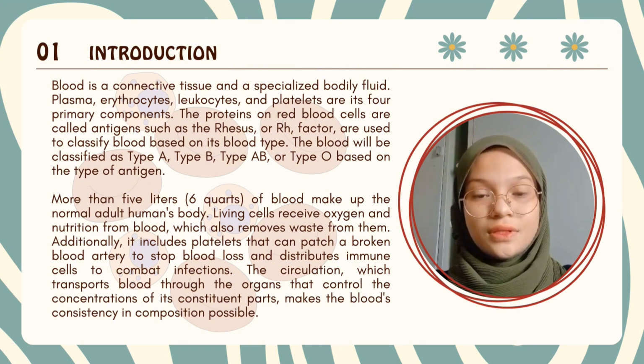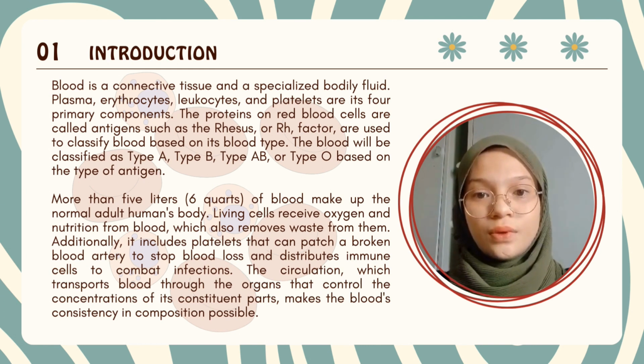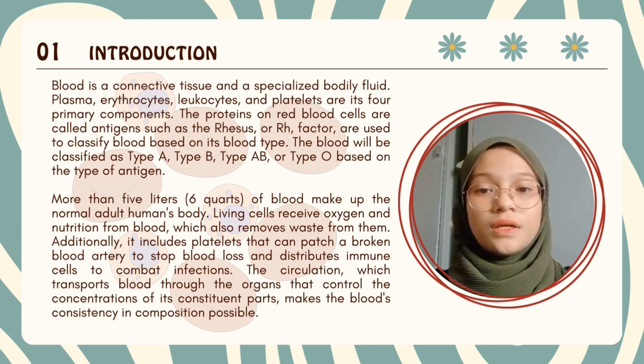Living cells receive oxygen and nutrition from blood, which also removes waste from them. Additionally, it includes platelets that can patch a broken blood vessel to stop blood loss, and it distributes immune cells to combat infections. The circulation, which transports blood through the organs that control the concentration of its constituent parts, makes the blood's consistency and composition possible.